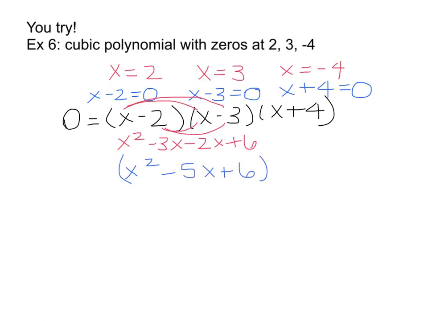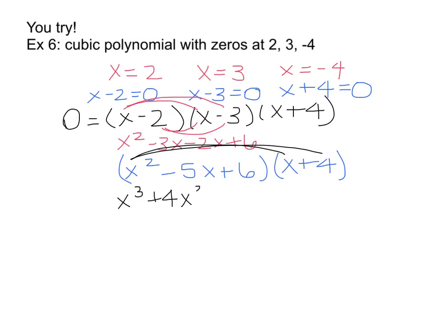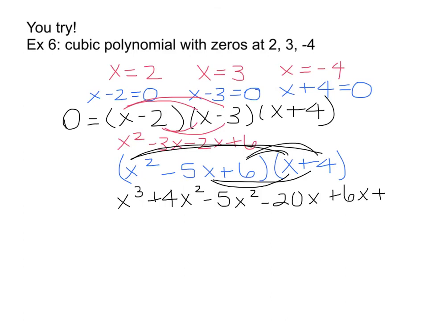And then you want to bring down the x plus 4 because we still haven't multiplied by my x plus 4 yet. So x squared times x leaves me with x cubed. X squared times 4 leaves me with 4x squared. Move on to the next one. Negative 5x times x leaves me with negative 5x squared. And negative 5x times 4 leaves me with minus 20x. Last, 6 times x leaves me with positive 6x. And 6 times 4 leaves me with 24.